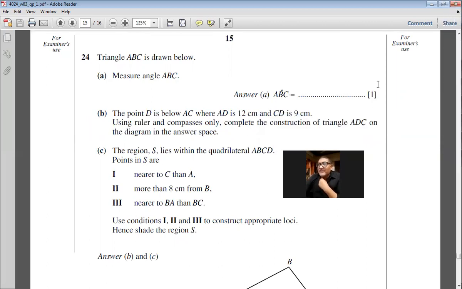So I want to locate D. It's 12 centimeters from A and it's 9 centimeters from C, and it is below the AC line.